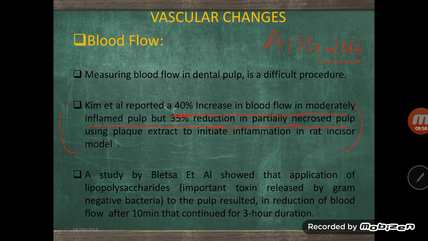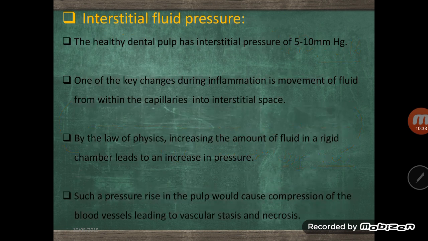Logically, if the pulp is inflamed, there will be an increase in blood flow, as well as an increase in pressure in the inflamed pulp. That means the pulp is vital, and it may be reversible or irreversible. The second situation is a completely necrotic pulp, where there will be a reduction in pressure and blood flow. There will be no blood if it is necrotic. This is the primary concept you need to learn from this, followed by the interstitial fluid pressure.